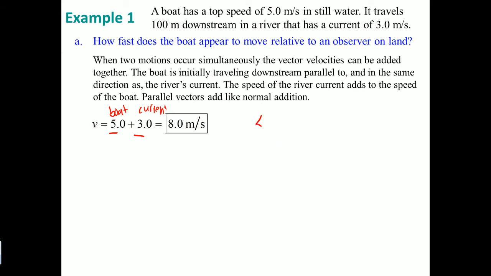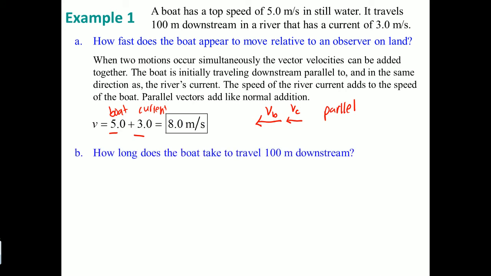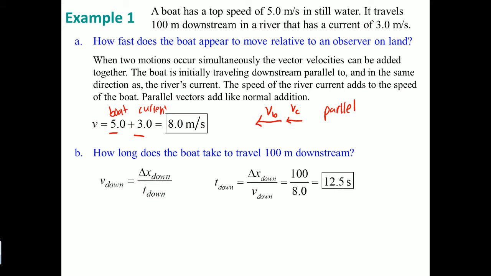Here's your boat's velocity, and this is the velocity of the current. Notice that they are parallel here. Since they're parallel, you add the vectors like normal. How long does the boat take to go downstream? Well, you should just set up the kinematics equation for the time it takes.